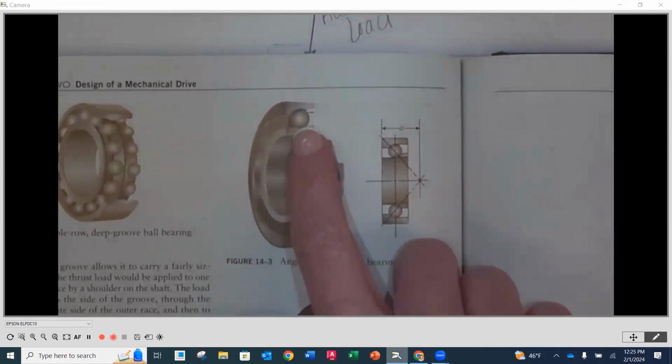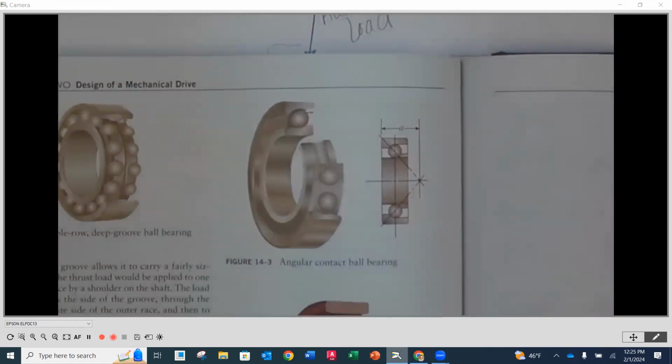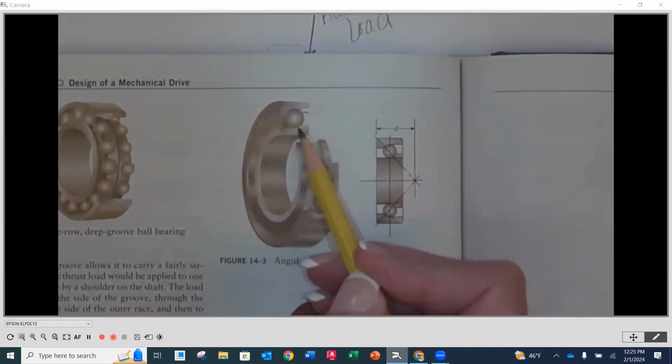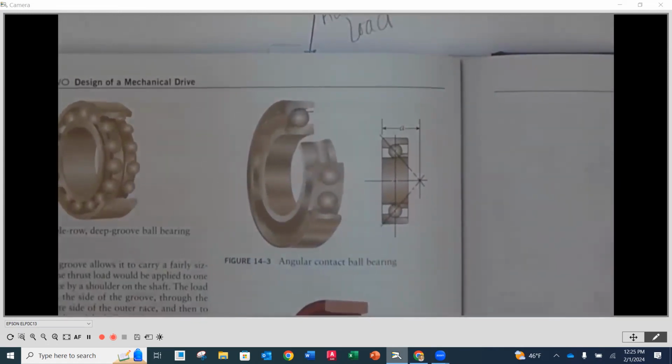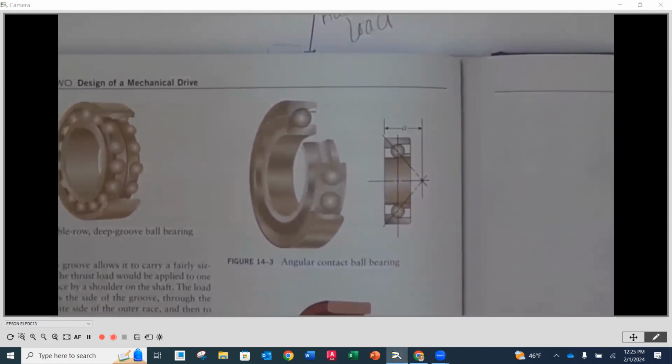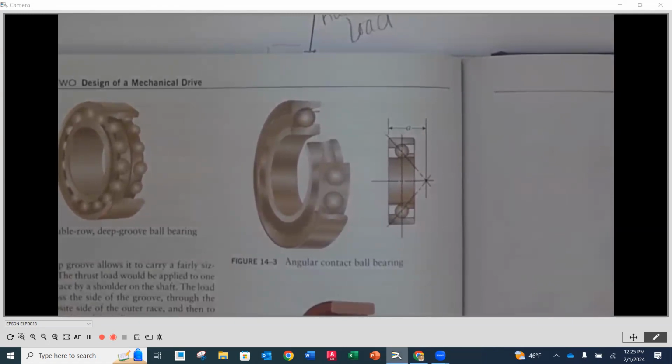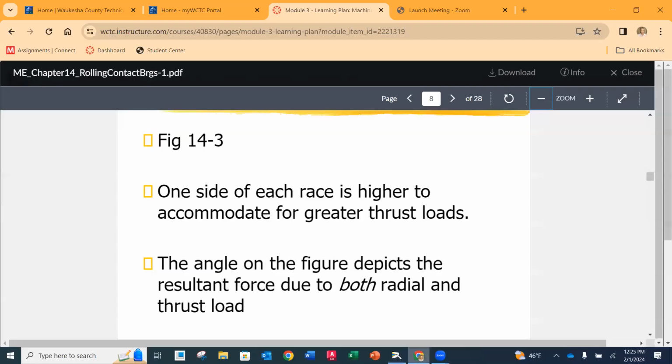So you can see that one side and the other of that inner and outer race capture the ball, so that when it's pushed on one side or the other, it can take a little bit higher thrust load. Okay, so that's an angular contact. It looks very similar. Even on a table, it wouldn't look any different than a regular ball bearing. But the way the inner and outer races are, you have the ability to have a higher thrust load.